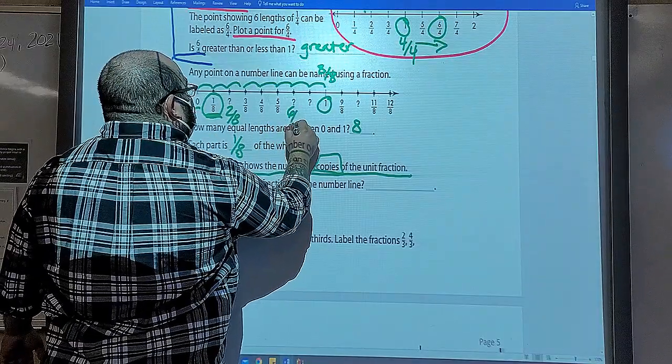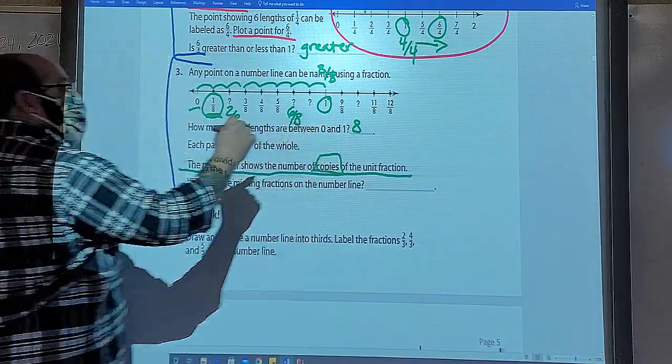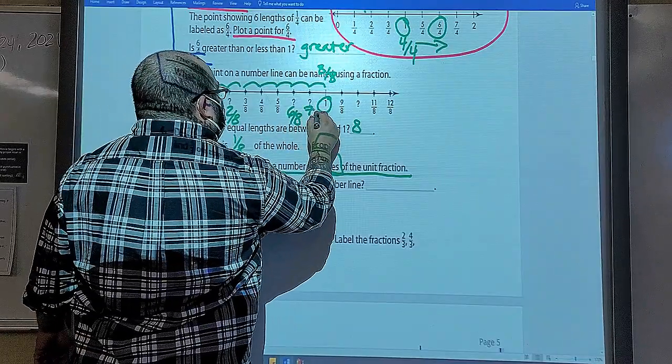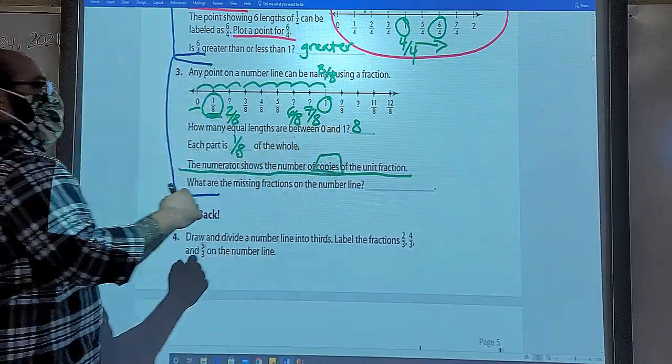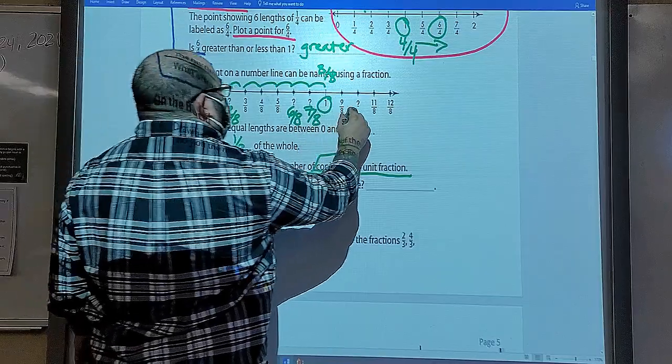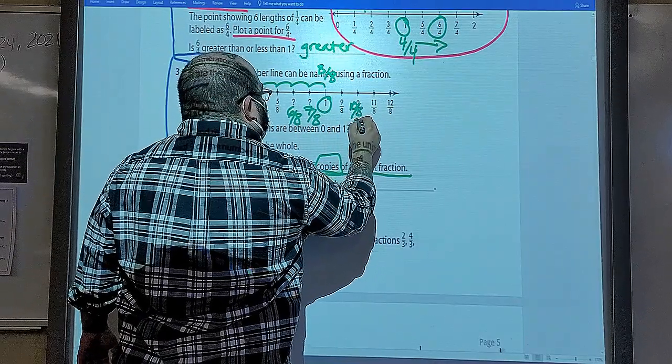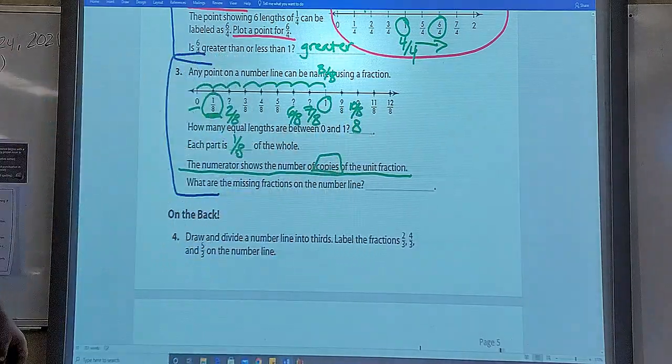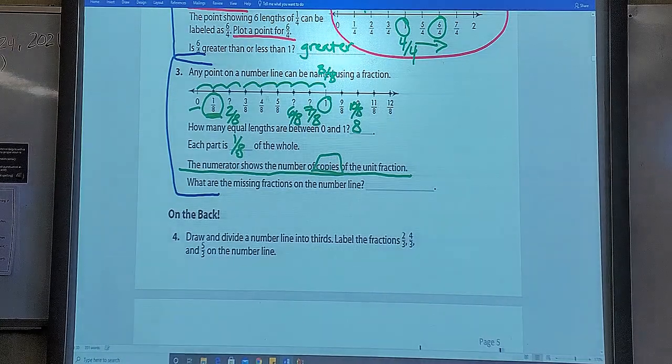6 eighths. 7 eighths. And this one is 10 eighths. Which means, Ariana, what is the one? It's 8 eighths. Exactly.